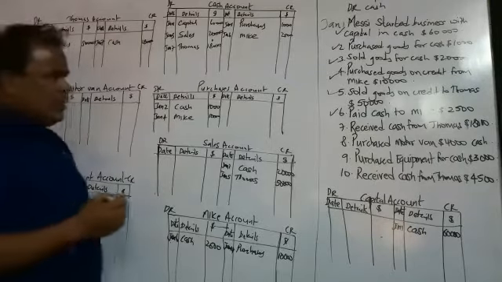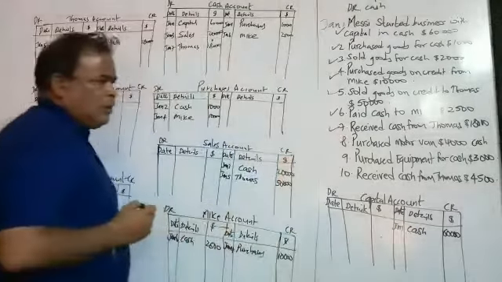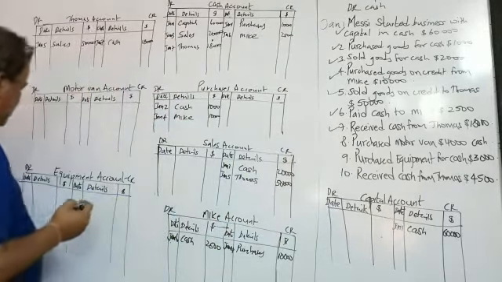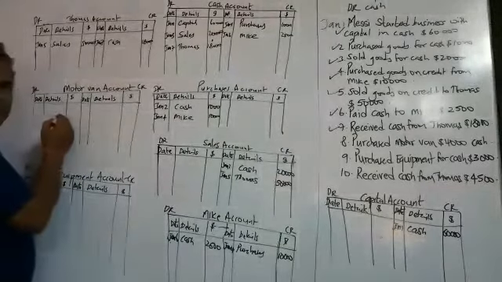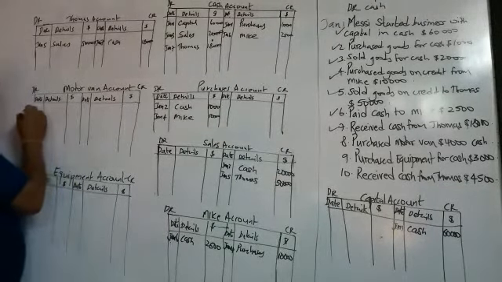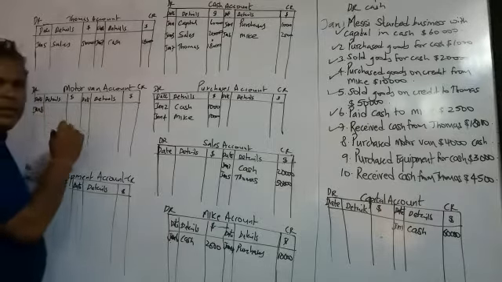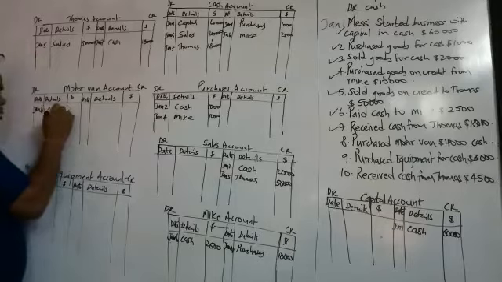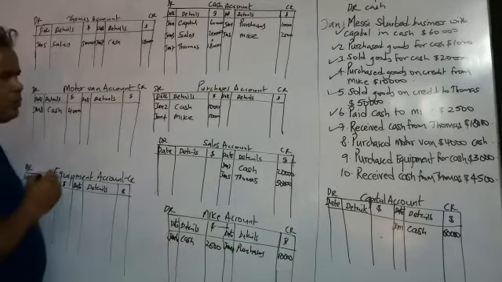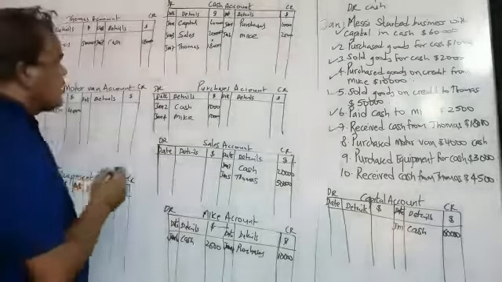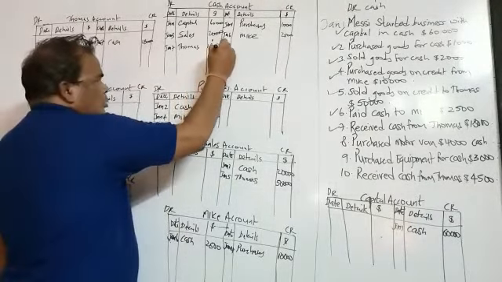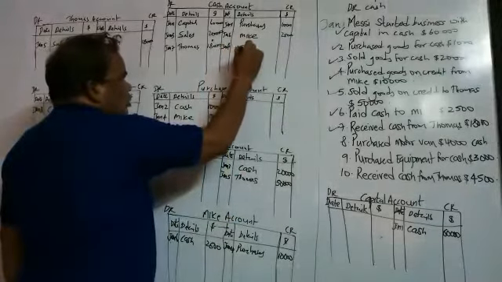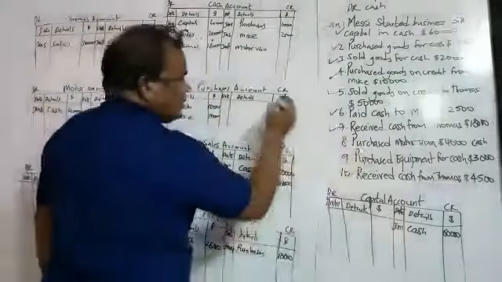Okay. Then purchase motor van 4,000 for cash, debit motor van. Debit motor van, January 8, we write down cash 4,000. Then we have to credit the cash account. We write down motor van, January 8, motor van, 4,000.